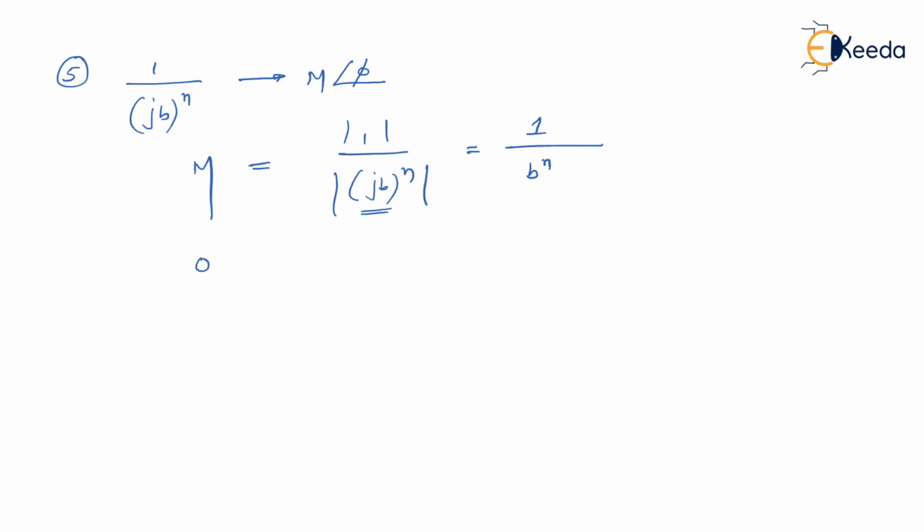And when you want to calculate the phase, it is similar. Likewise, during the magnitude, when it is in the form of a ratio, you took the magnitude of numerator and magnitude of denominator. So when you are now going to calculate the angle, it is a similar way. You have to take the angle of 1 divided by the angle of JB to the power n.